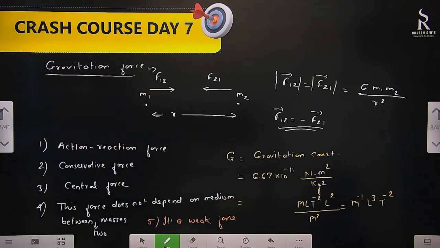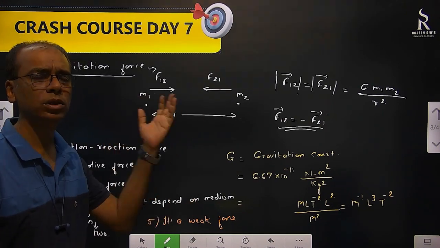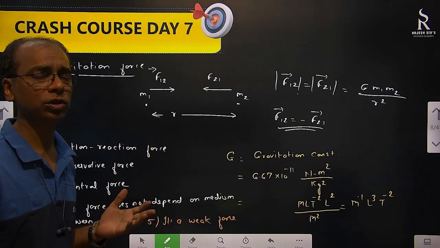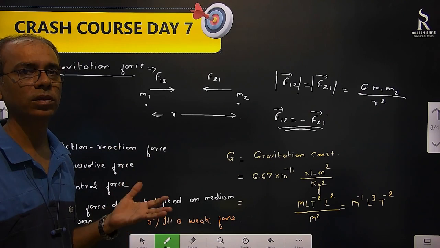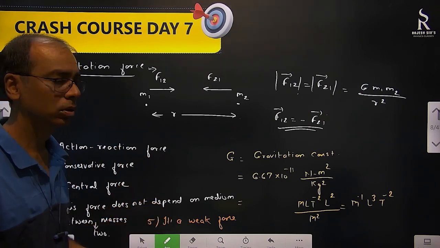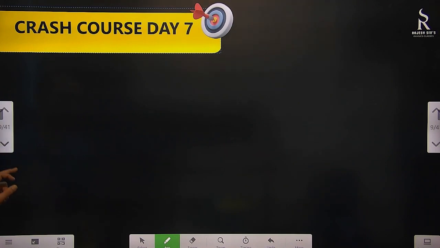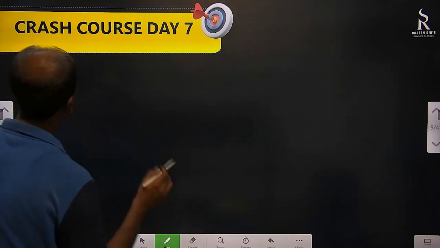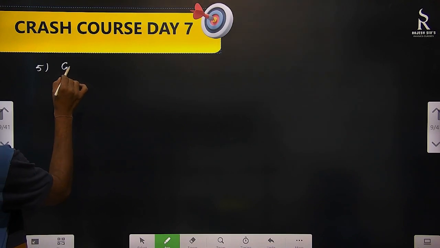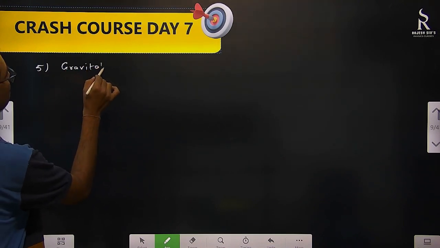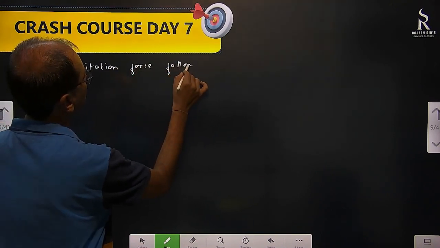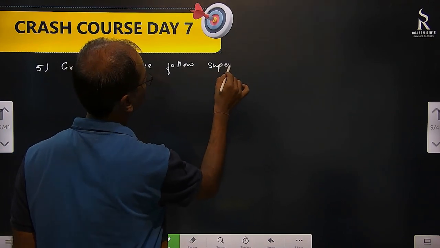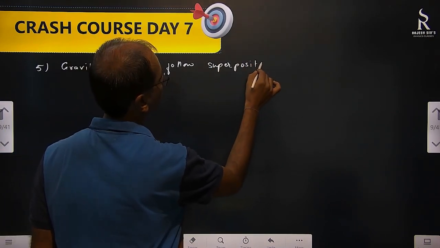Okay, so these are basic things, and then again it's a vector quantity. So if there are more than one mass and they are applying force on each other, then the force on any particular mass due to all will be found by vector laws of addition, the parallelogram law. Okay, so we say that gravitation force follows the superposition principle. Superposition principle means vector addition.